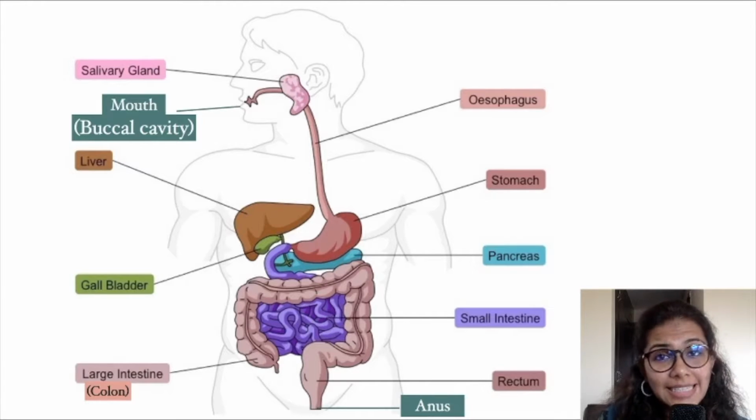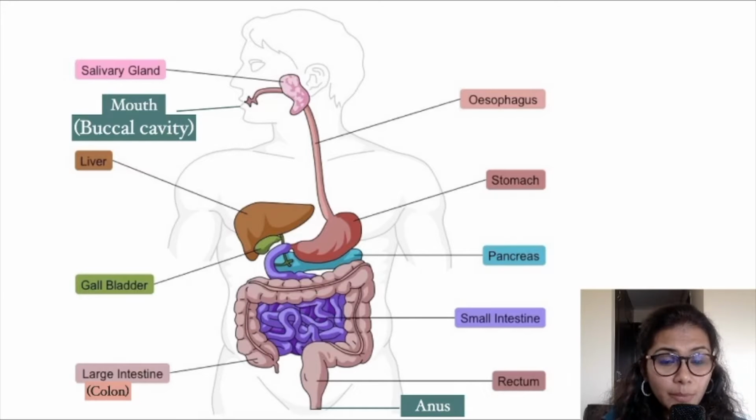Over here you can see the complete picture of the alimentary canal, and you can see that, like we said, it starts with the mouth, which is also called the buccal cavity, that is lined with the salivary gland, and the mouth is connected through to the esophagus, which is the food pipe. From this food pipe food travels into the stomach, and from the stomach food travels into the small intestine. The small intestine is again connected to the liver, pancreas and gallbladder. And from here, food then travels to the large intestine and finally to the anus.